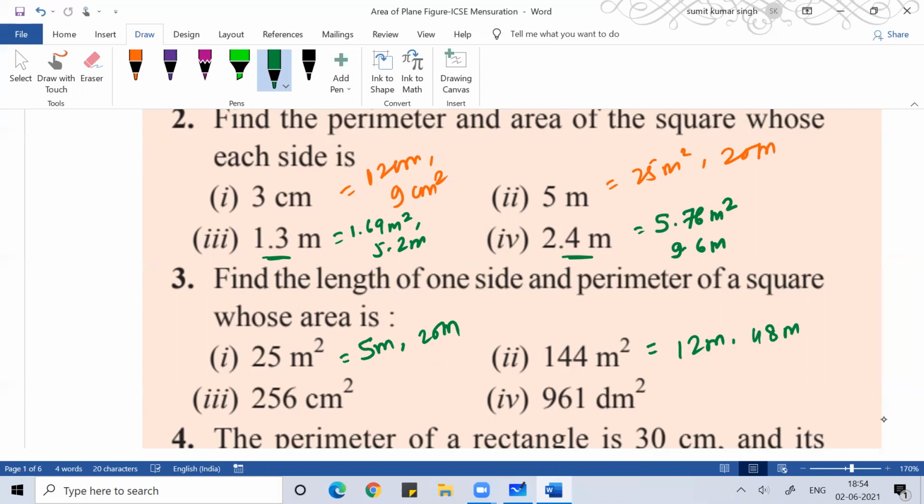Third one. So 16 centimeter, units are very important. And the perimeter? 16 into 4, 64. 64 centimeter.